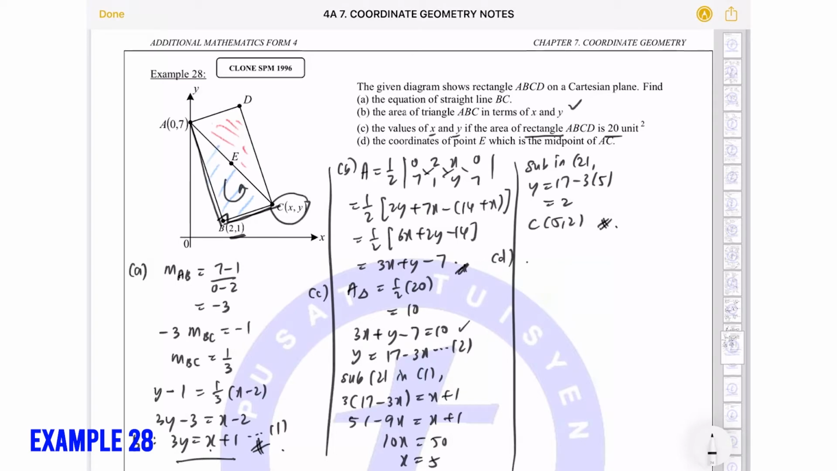Okay, now coordinate point E, which is the midpoint of AC. This is the easiest, I would say. The first 3 parts are a bit more difficult. E is the midpoint. So I know point A, I know point C. E is just 0 plus 5 over 2, 7 plus 2 over 2. Answer is 5 over 2 and 9 over 2. Okay, that's all.